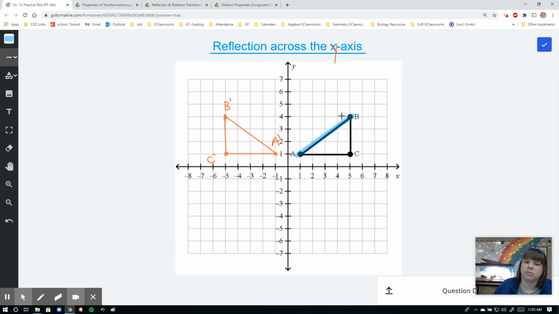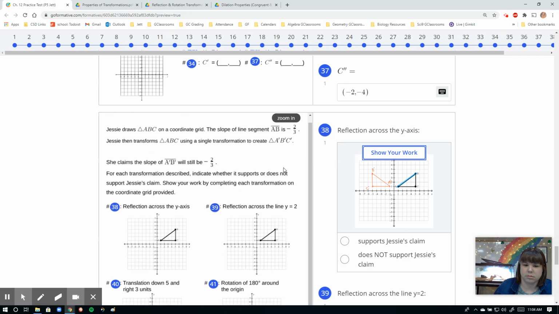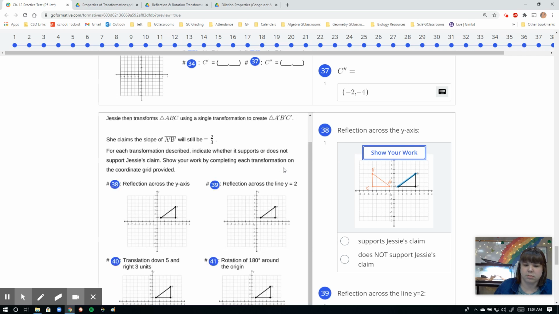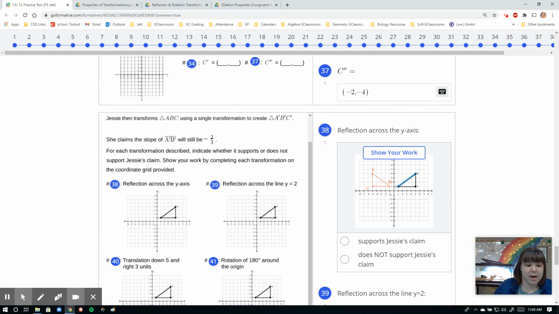Oh, hold on. Ooh, that's funky. Hold on. I'm going to pause it. So looking at the last problem, there's some typos. I will upload a video on how to do that one next.